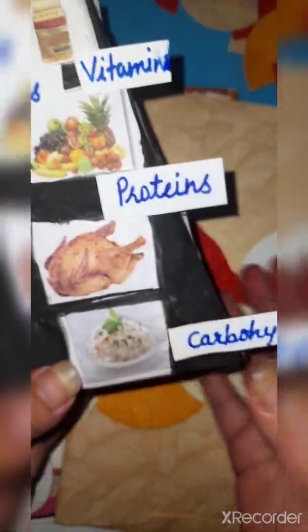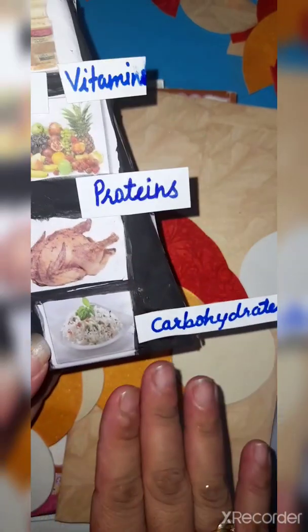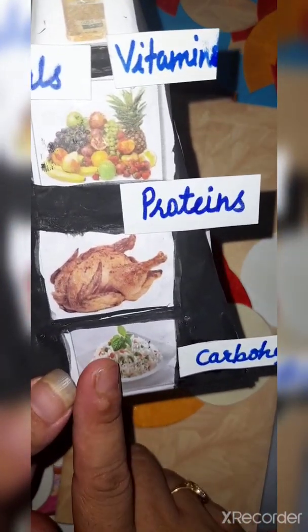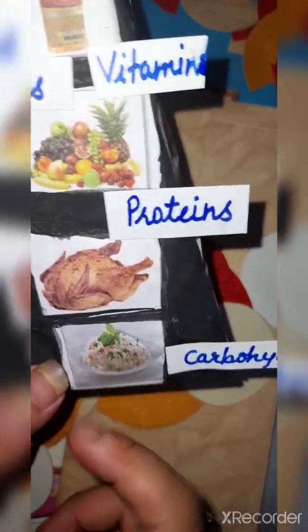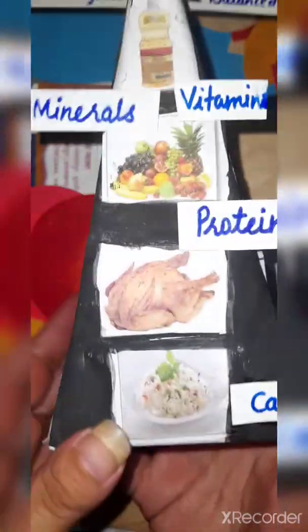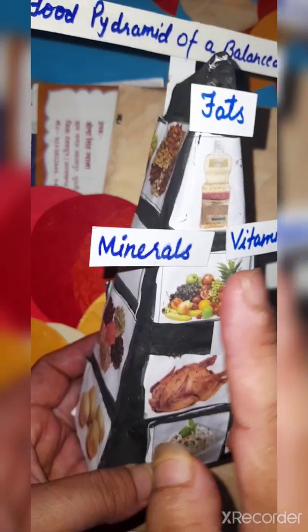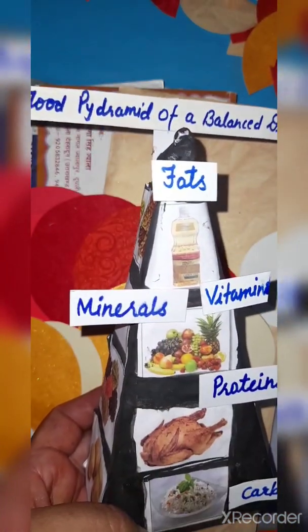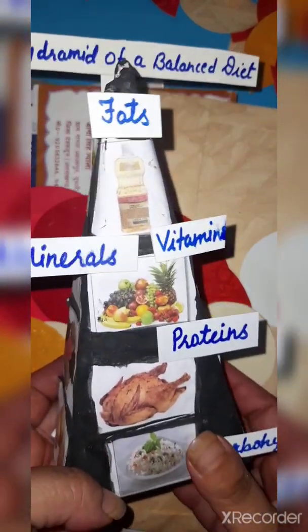After that you can paste the pictures of different kinds of nutrients, and if the pictures are not available at home, you can draw the pictures, because you have learned about the balanced diet and nutrients, so you can draw these pictures very easily. And then label the pictures: carbohydrate, proteins, minerals, vitamins. At the top of the picture on your project you will write food pyramid of a balanced diet.